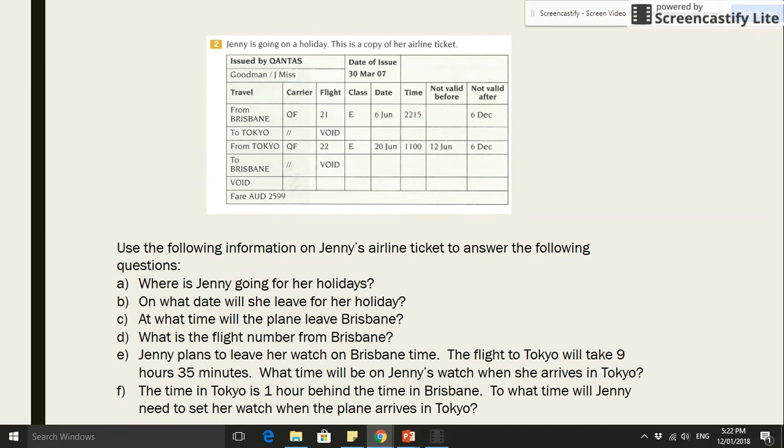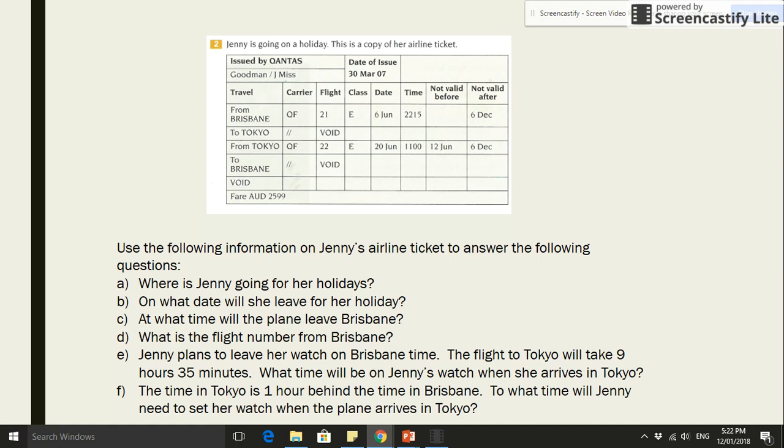On what date will she leave for her holiday? So what date does she leave Brisbane? Make sure you're looking at the right one. At what time will the plane leave Brisbane? What is her flight number from Brisbane? So just talking about the first one.